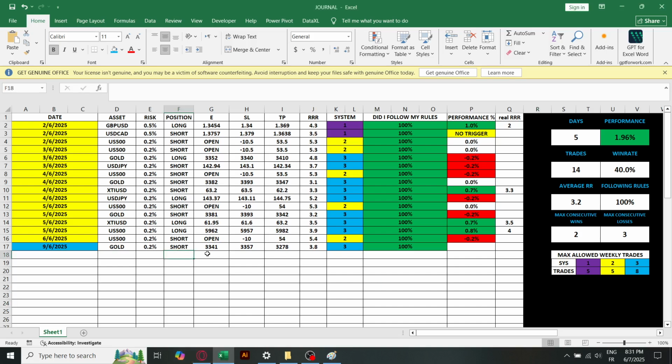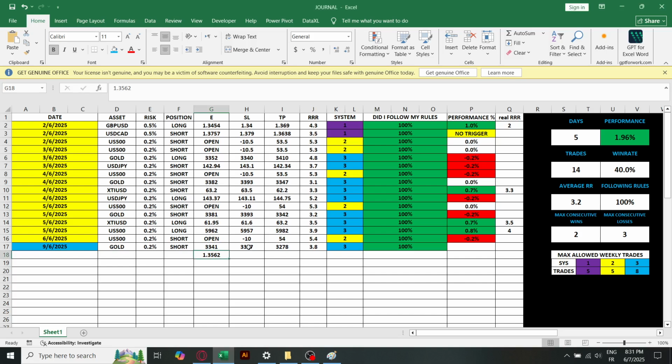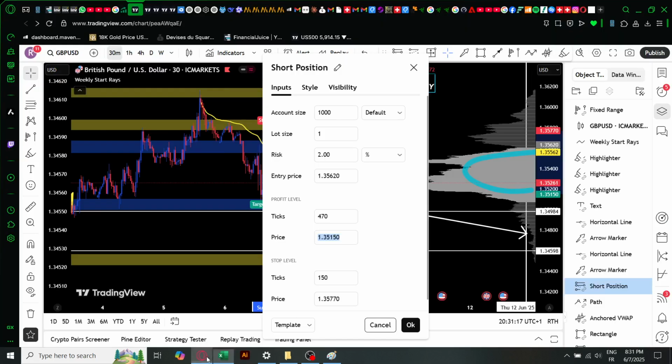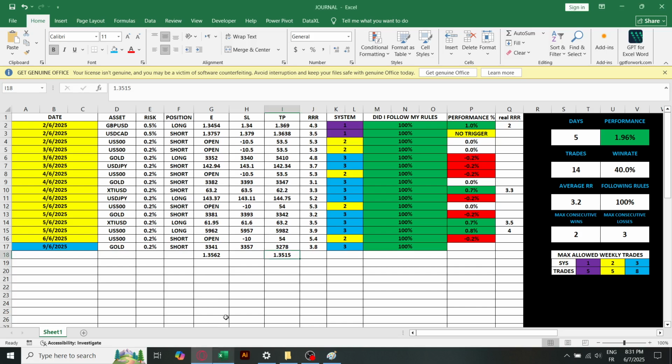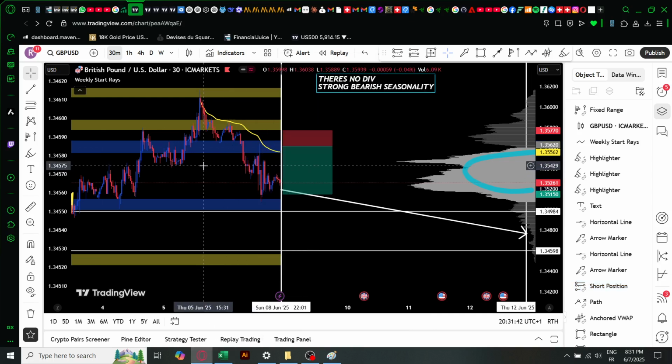So for the pound, I'm going in here, then in here, which is okay. So the same, and we're going short. System 3 and 100% following rules. We didn't use any emotions, I think.